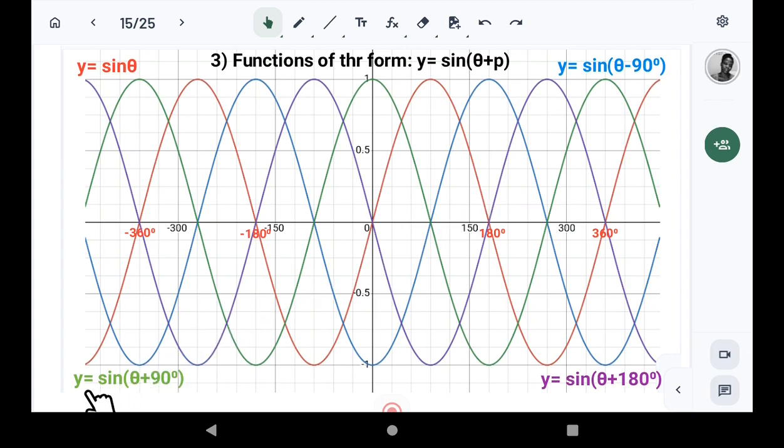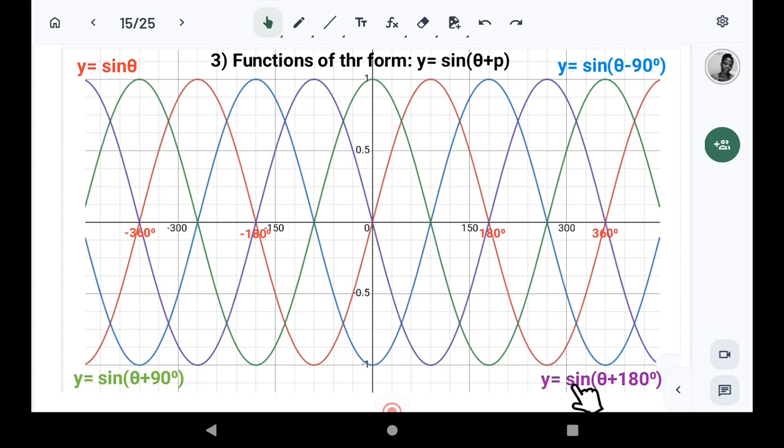Now let's look at the green graph, y equals sine of theta plus 90 degrees. This one, you're supposed to be shifting 90 degrees to the left. Let's see. With the red graph, which is not shifted, the maximum turning point is at 90 degrees. Now with the green graph, it's at 0 degrees. So meaning you shifted it 90 degrees to the left. Also, the graph of y equals sine theta starts at 0. The green graph starts at negative 90 degrees and then goes to 90 degrees. That is the first intercept on the positive side.